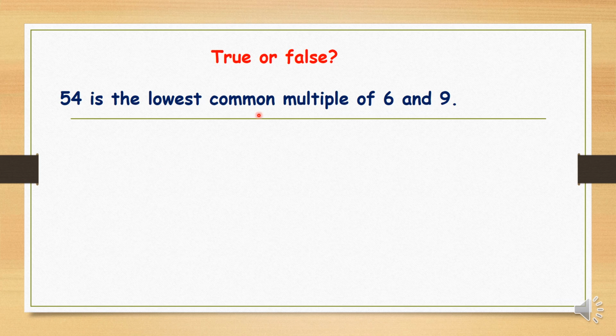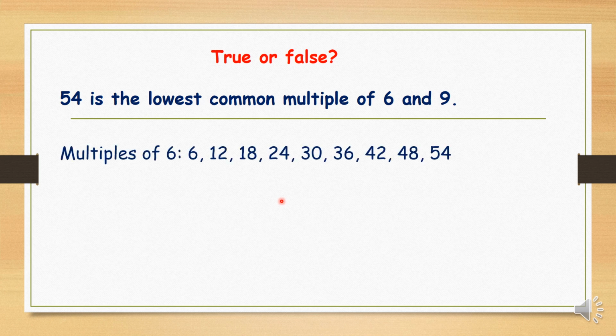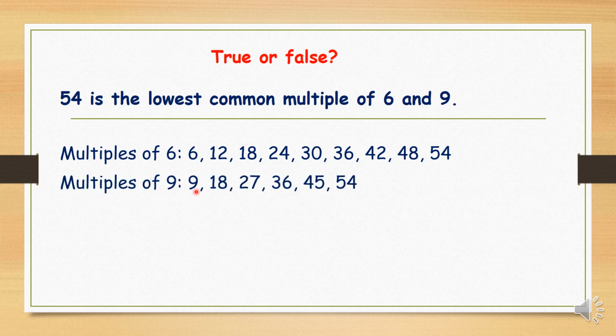54. True or false? 54 is the lowest common multiple of 6 and 9. Let us look at the multiples of 6. 6, 12, 18, 24, 30, 36, 42, 48, 54. And of course, we know that this list continues. These numbers are all multiples of 6. And you can get them just by counting by 6 as well. Multiples of 9. 9, 18, 27, 36, 45, 54, and the list goes on.